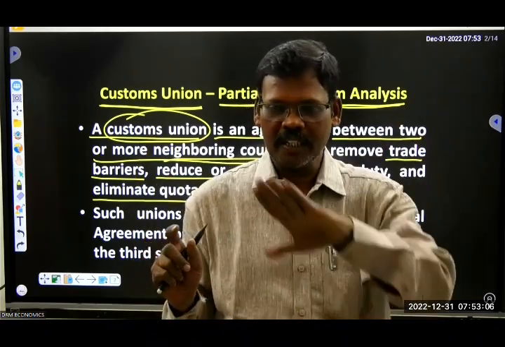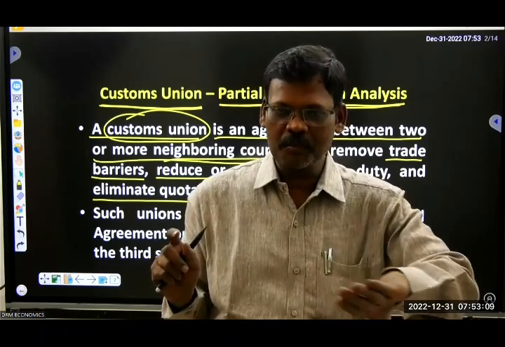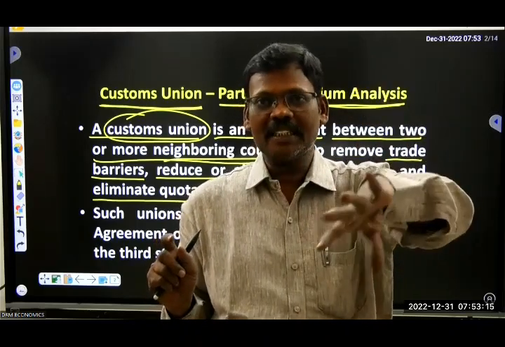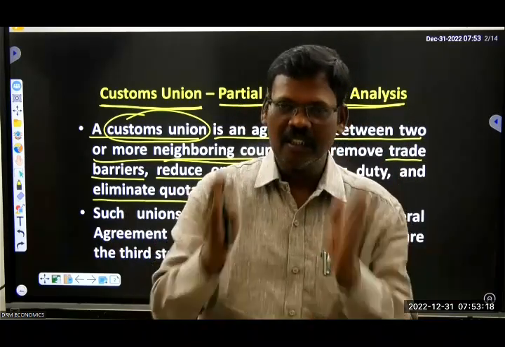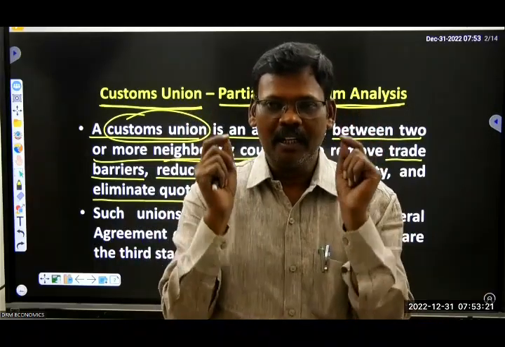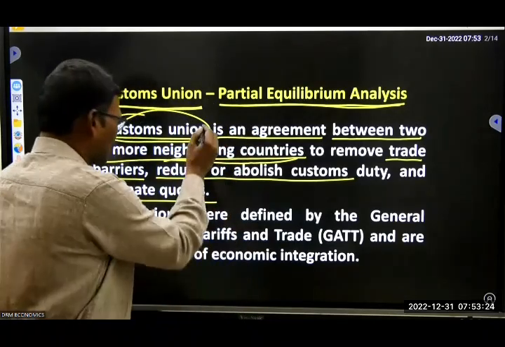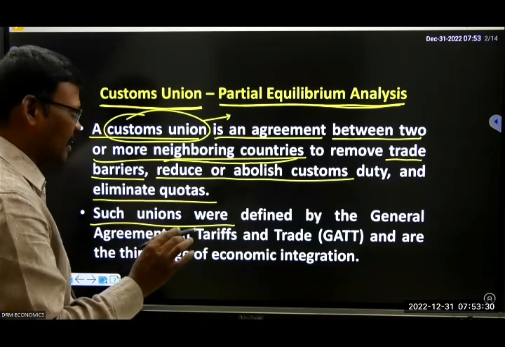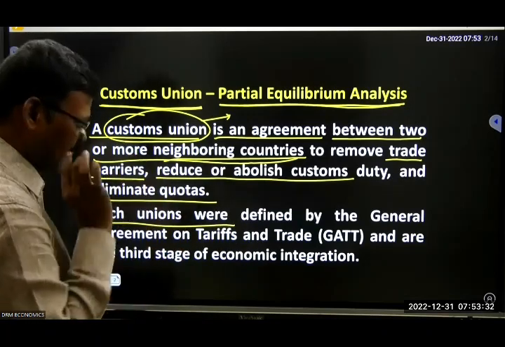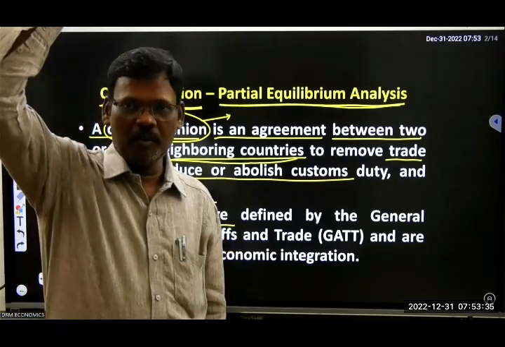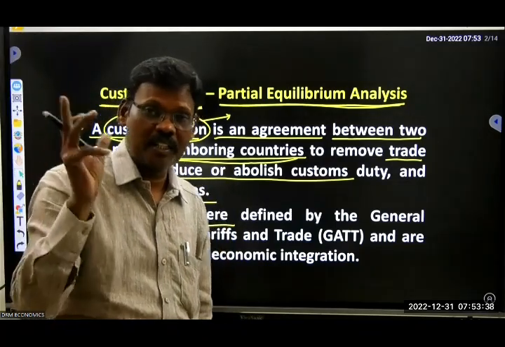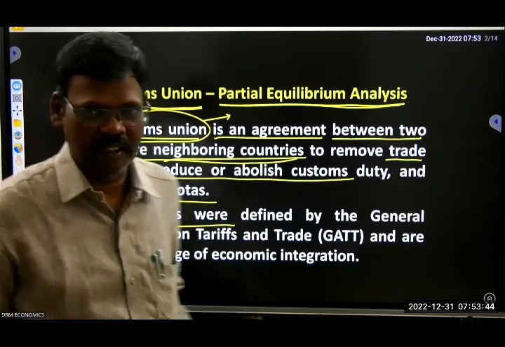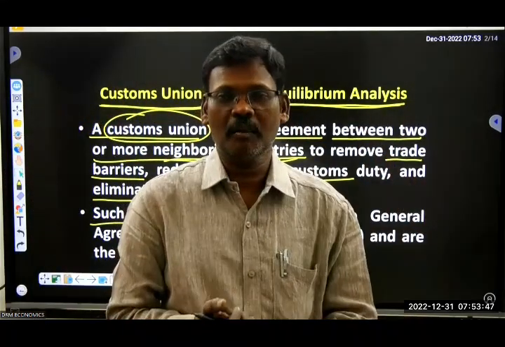If we say it in a single statement, a customs union is nothing but free trade between neighboring countries. Regarding quotas, customs duty, any such barriers or restrictions on foreign trade between the neighboring countries are removed in a customs union. Such unions were defined by the General Agreement on Tariffs and Trade, GATT. This concept came when GATT was established. This type of definition is the third stage of economic integration.